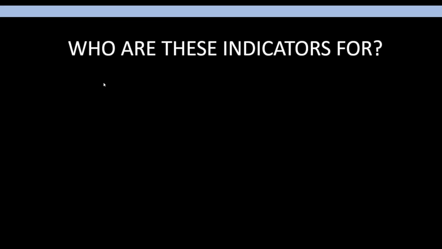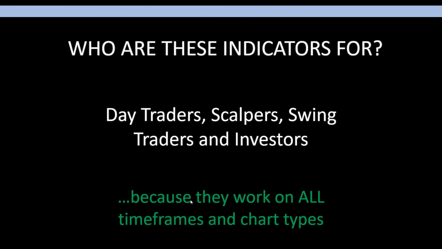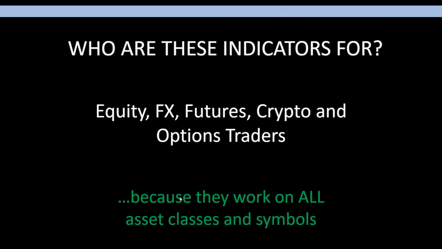All right, now to wrap up, and we're going to get to some charts in a second. Who are these indicators for? SuperTrend Bull's Eye and Trend Radar. Well, really for any trader, whether you are a day trader, a scalper, a swing trader, or an investor, it doesn't matter. These indicators will work on all time frames and chart types. It also doesn't matter whether you trade futures or FX or stocks or cryptos. These indicators will also work on all asset classes and symbols.